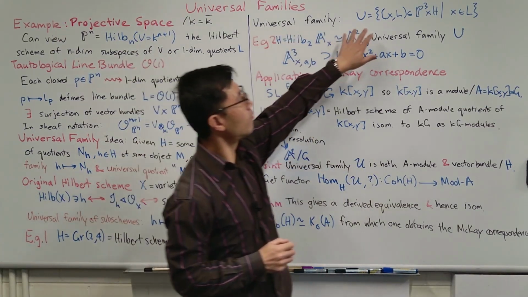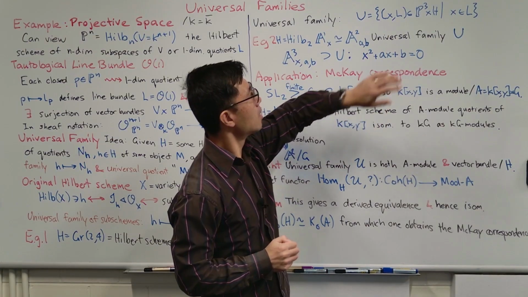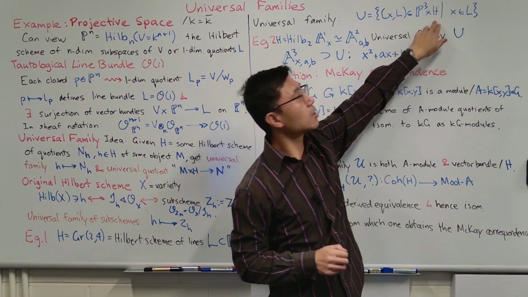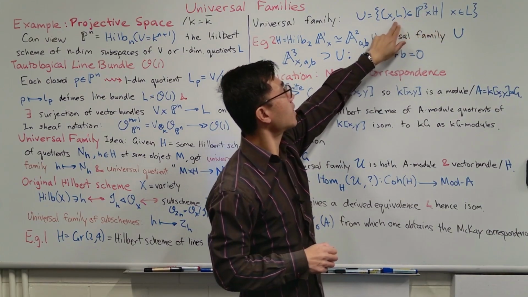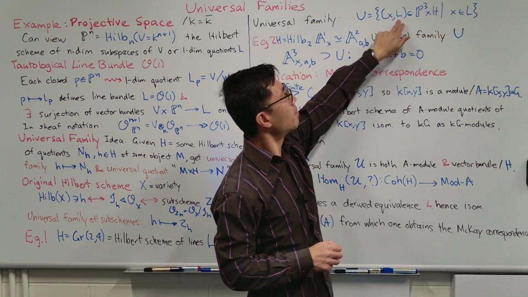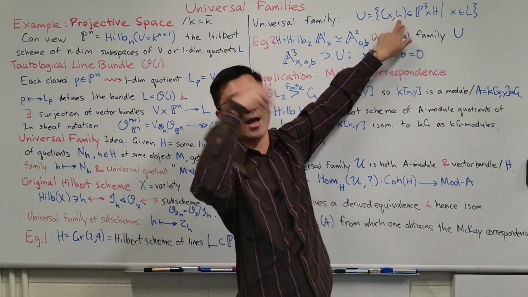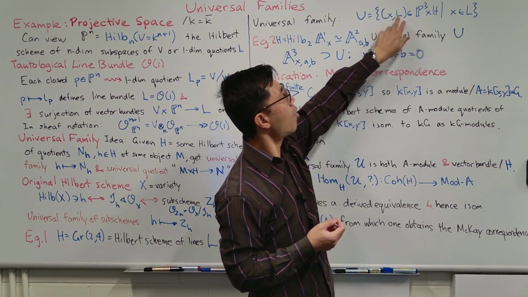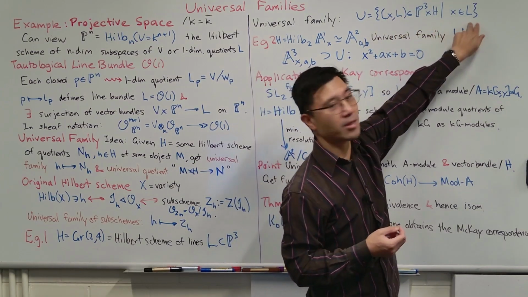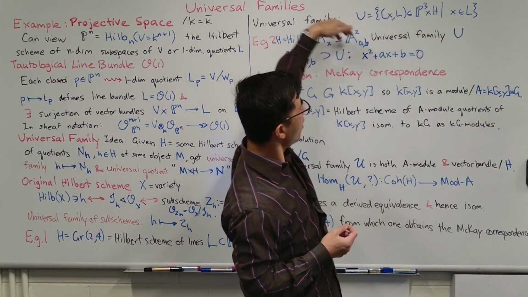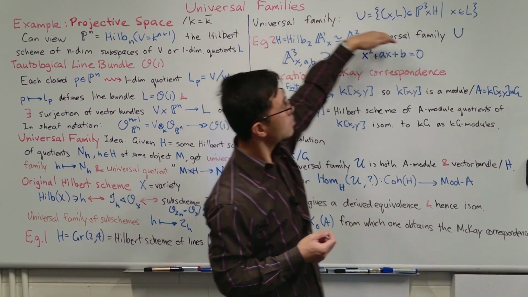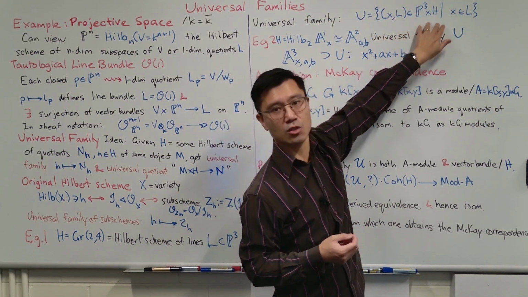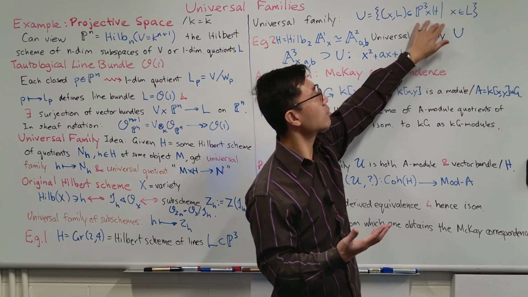So what's the universal family here? H is my Hilbert scheme, that's the Grassmannian. For each L here, I fix that. What I'm going to put inside there is, above that, the whole line. So I'm going to put inside there the set of all points X, where X is inside the line. So this universal family, what is it? It's just a subset of P3 cross H.